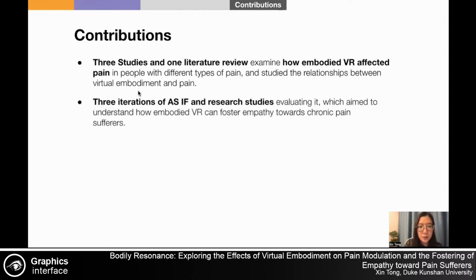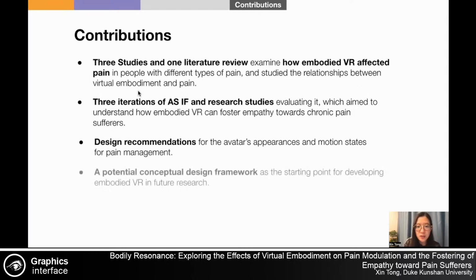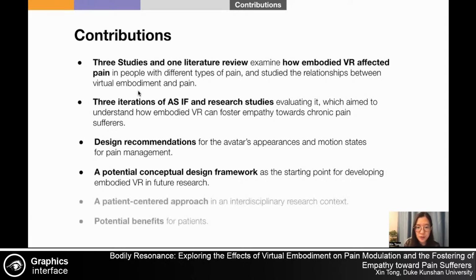This work conducted 3 studies and 1 literature review to examine how embodied VR affected pain in people with different types of pain, and also studied relationships between virtual embodiment and pain. I also developed 3 iterations of As If and research studies to evaluate it, which aim to understand how embodied VR can foster empathy towards chronic pain sufferers. We proposed design recommendations for the avatar's appearances and motion states for pain management research and applications. And I also proposed a potential conceptual design framework as the starting point for developing embodied VR in future research.